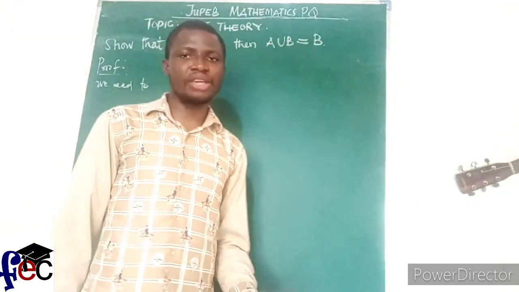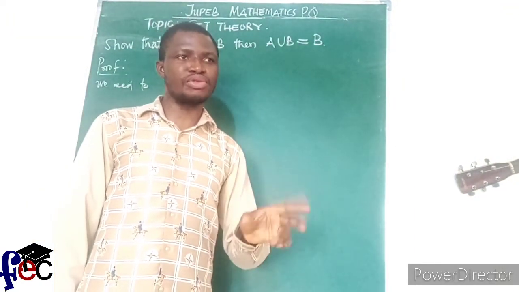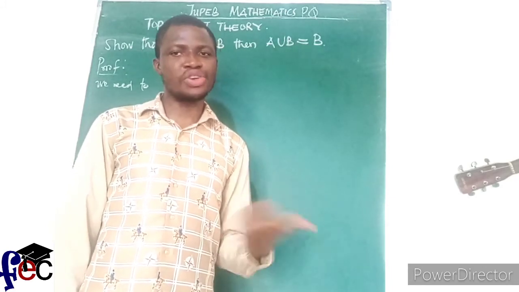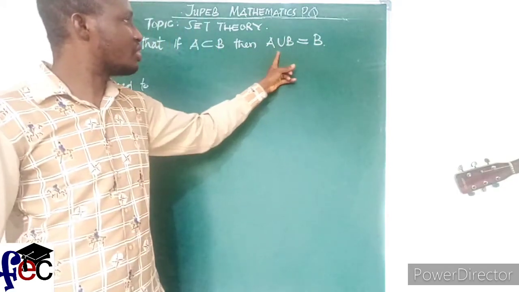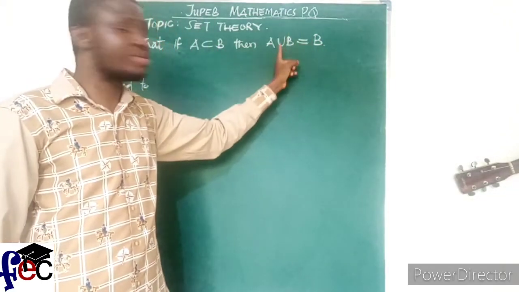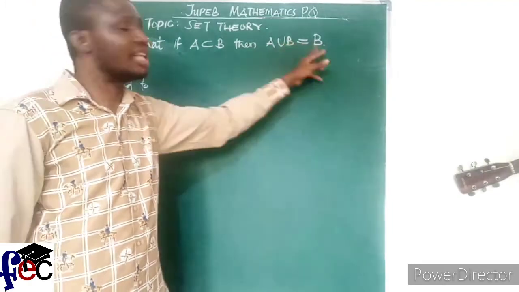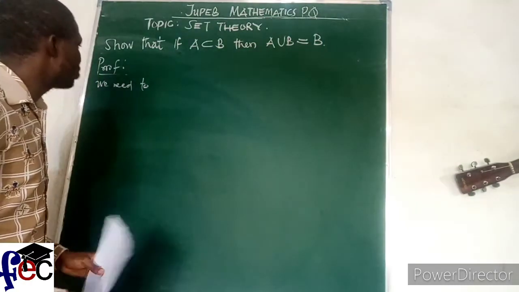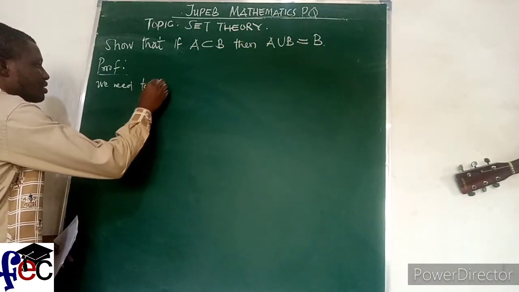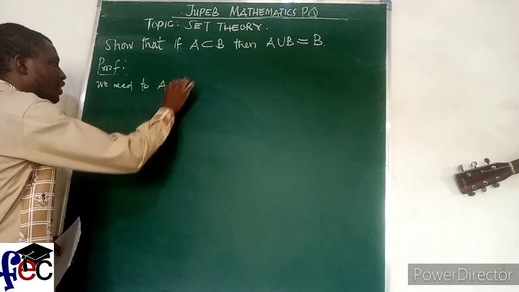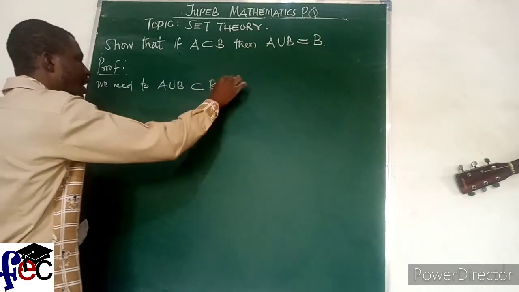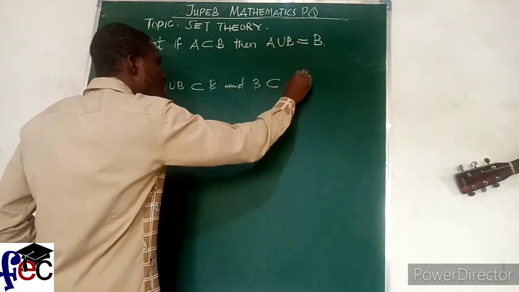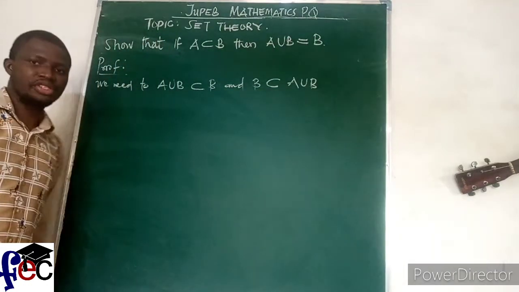We still use the property of equality of two sets: if two sets are equal, definitely they are subsets of each other. So this is going to be a subset of this, and this is also going to be a subset of this, for us to be able to show that they are equal, just like we've done in the previous solution. So now we need to show that A union B is a subset of B, and B is a subset of A union B. Do you see it now?